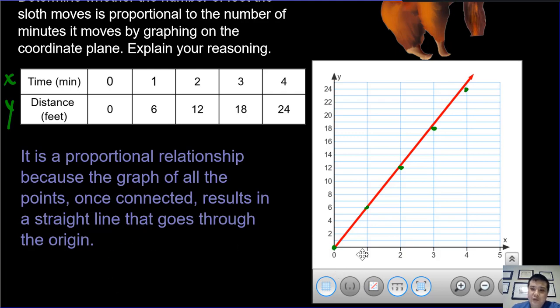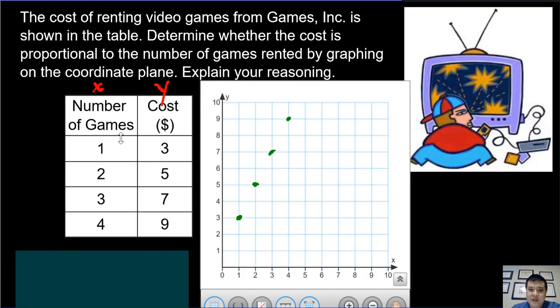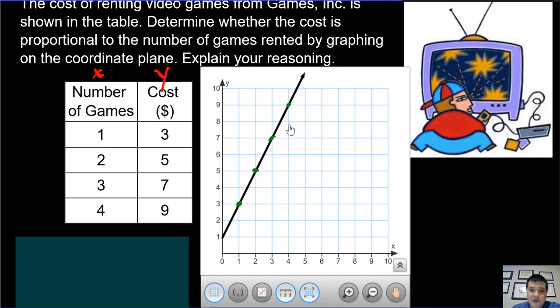What a straight line really represents is that it goes up the same amount each time. So here we go over 1, up 6. If we go for another minute, it's over 1, up 6. Over 1, up 6, over 1, up 6. So we go 6 feet each minute. That's why it's going to be a straight line. Over here, this is a straight line because after you buy the first one, it's going up $2 each time you buy a new game. But the issue is, even though it's going up $2 per game, we don't start off at $0 when you buy 0 games. So therefore, this is not a proportional relationship.